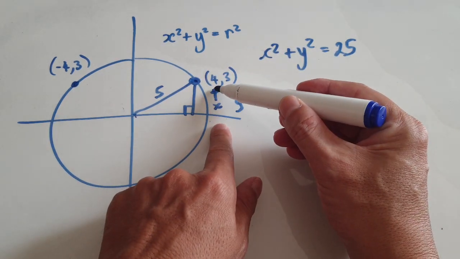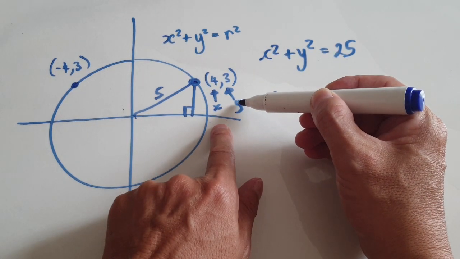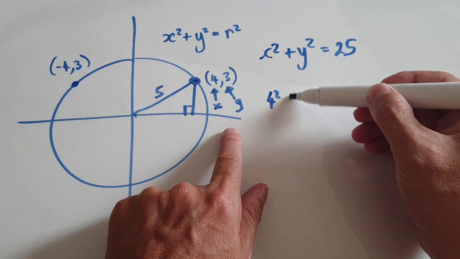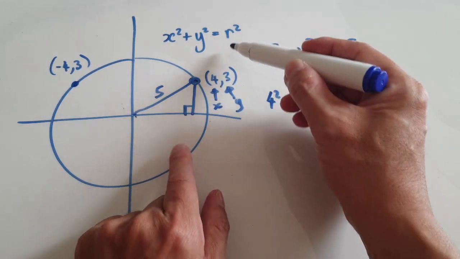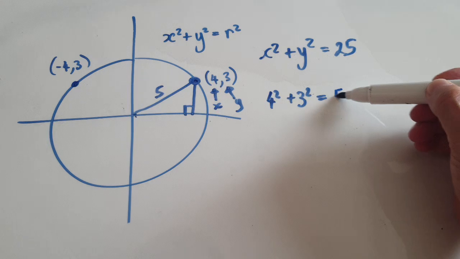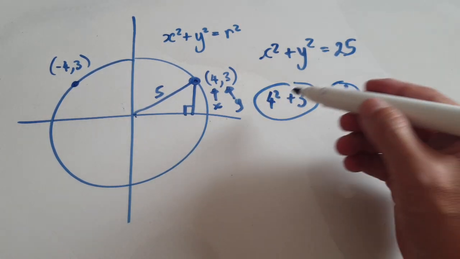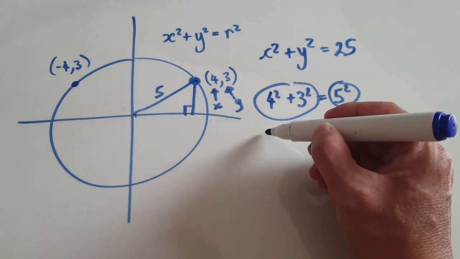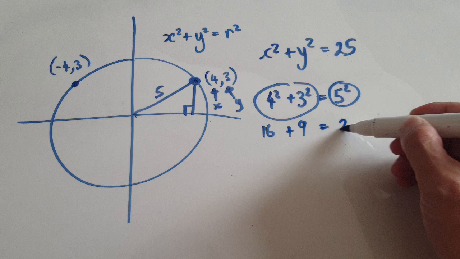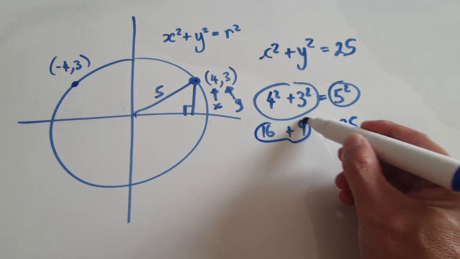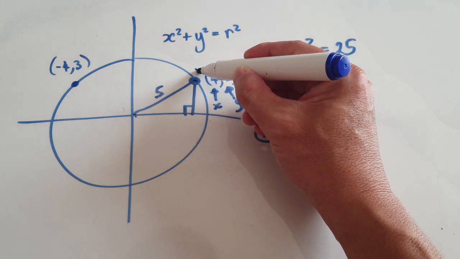So put the 4 into the x. That would be 4 squared. Put the 3 into the y. That would be 3 squared. And r, put 5 into here. Put 5 into here. Does the left-hand side equal the right-hand side? It turns out to be equal because look, 4 squared is 16, 3 squared would be 9. This one here would be 25. This is also 25. 16 plus 9 is 25. So this point here is good.